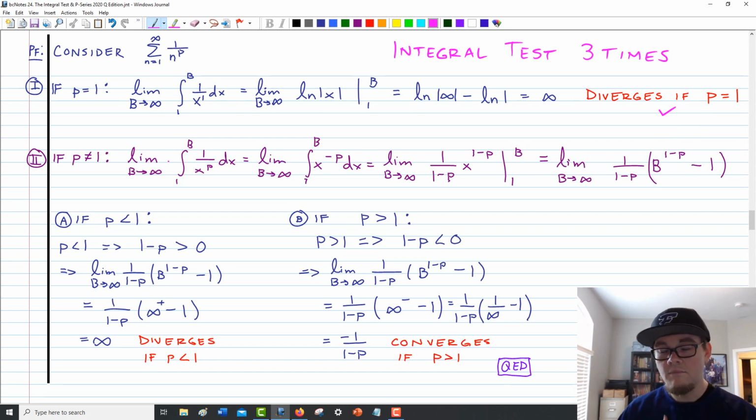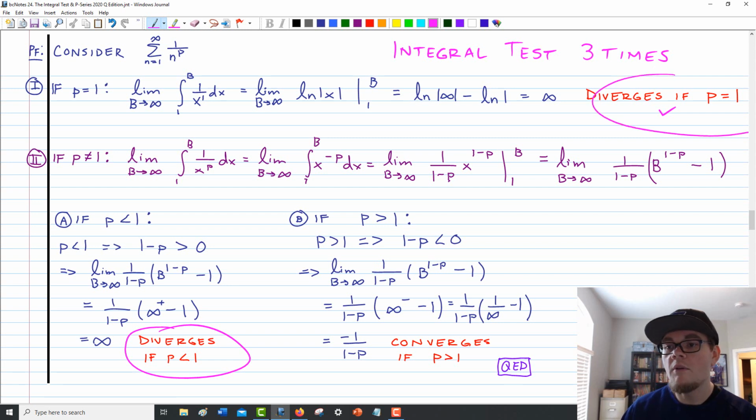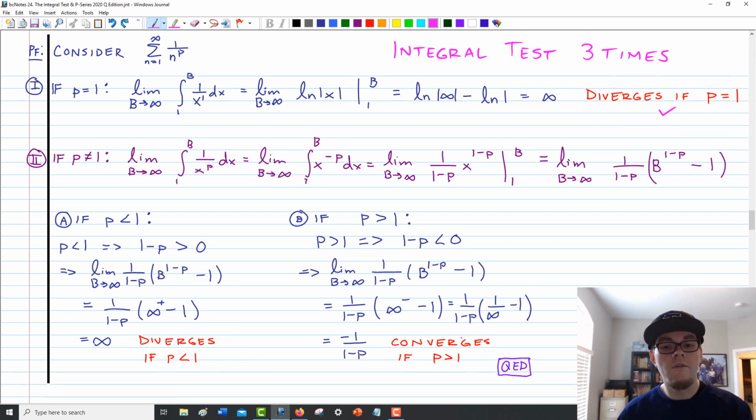Second, if p doesn't equal 1, p could be less than 1, or it could be greater than 1. So in each case, I simplified and cleaned things up. You'll notice that work down here. And what I saw was if p was less than 1, it diverged, joining what we saw with the harmonic series. And if p was greater than 1, it converged. So therefore, we could use the integral test to prove it.